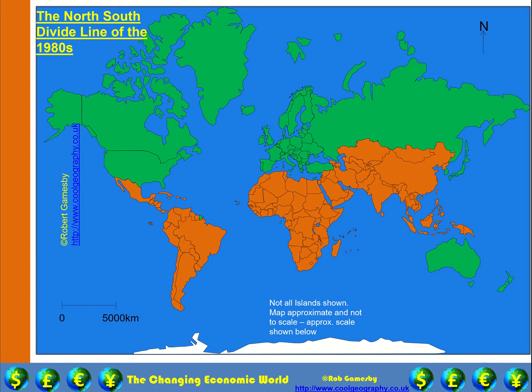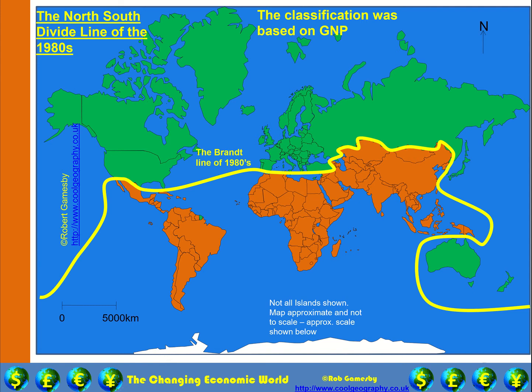Another way to look at it would be the North-South divide line of the 1980s by Willy Brandt, an ex-German chancellor. He based his classification on gross national product, that's the wealth of a country, and he divided the countries of the world into two basic groups. There's his line there, the Brandt line of the 1980s. You'll see it travels north of Mexico, north of Cuba, splits through the Mediterranean in two, keeps Europe on the north side and Africa on the south. And then around Asia, spins around South Korea, and then keeps Australia and New Zealand in the north.